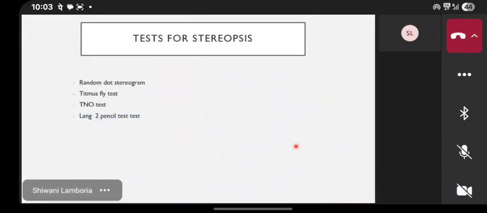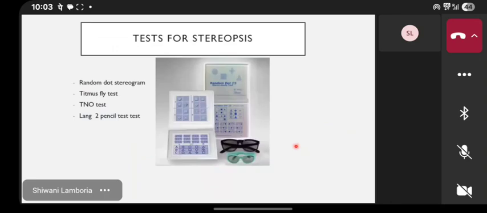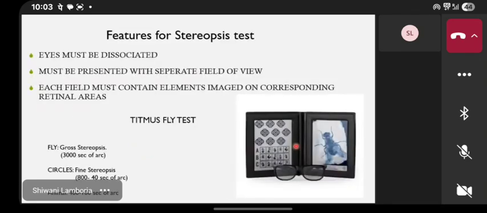So tests for stereopsis include the random dot stereogram, and the Titmus fly test. In the Titmus test, we use Polaroid glasses, and the patient is asked to touch the wings of the fly, and then move to the circles, and asked which circle is seen closest, and then the angle is noted. The circles show the fine stereopsis, and the fly and animals are for gross stereopsis.